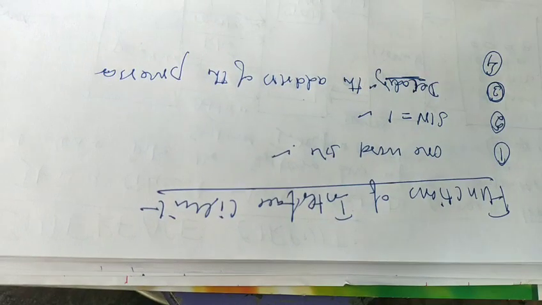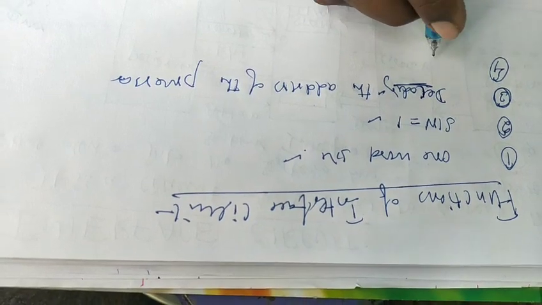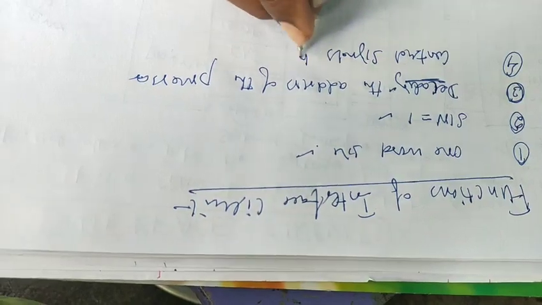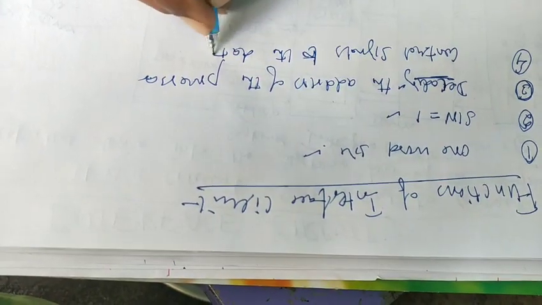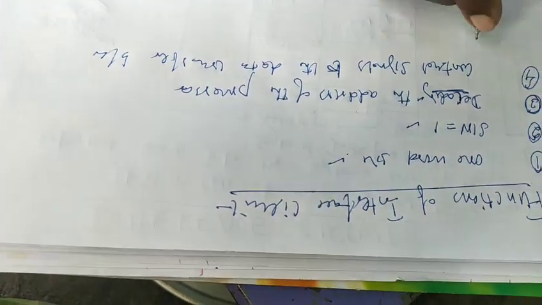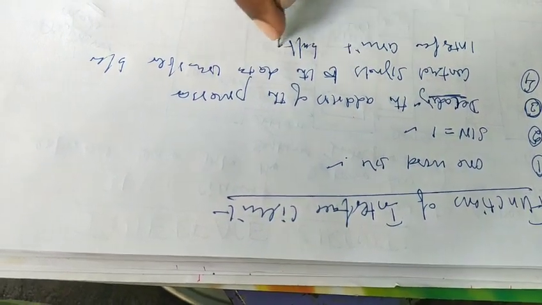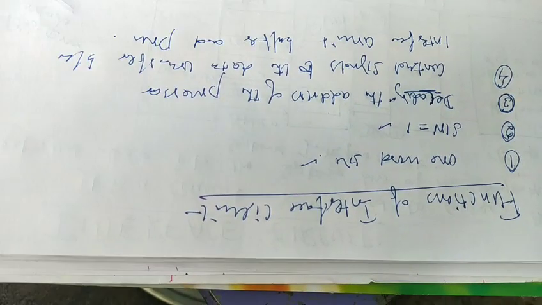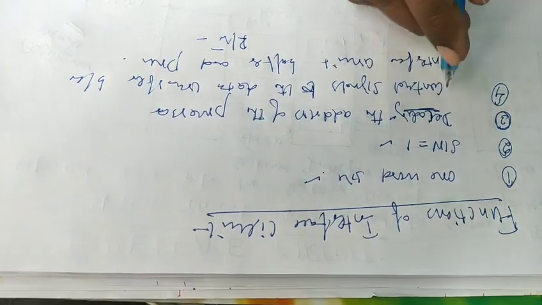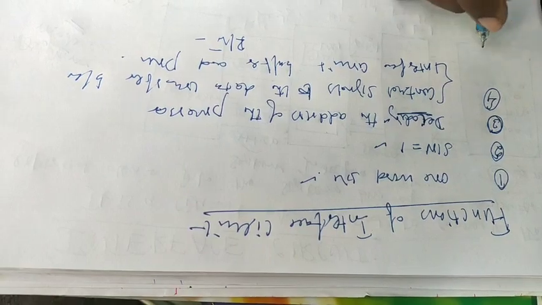The fourth function of the interface circuit is that it generates the control signals to control the data transfer between the interface circuit buffer and the processor. This is done with the help of master ready, slave ready, and also read/write signals. So it also takes care of producing the control signals. That is the fourth function.